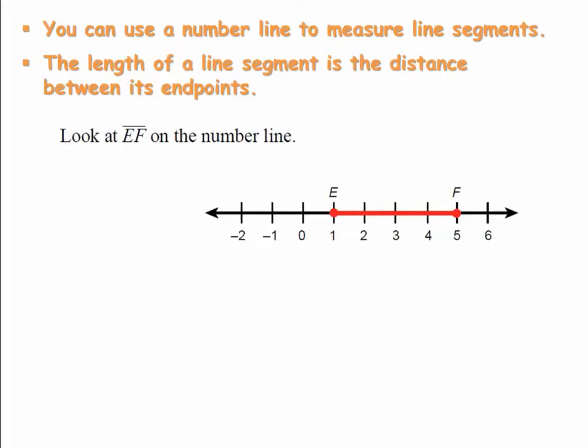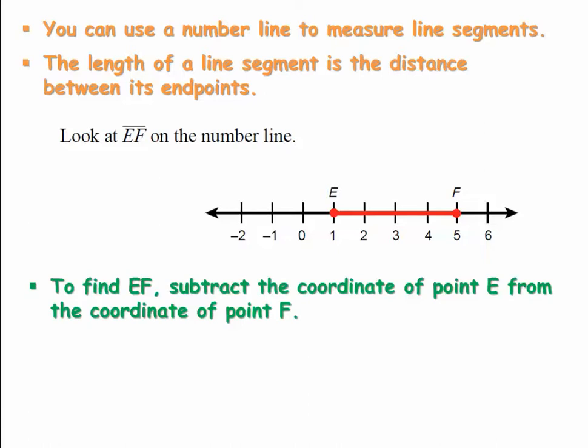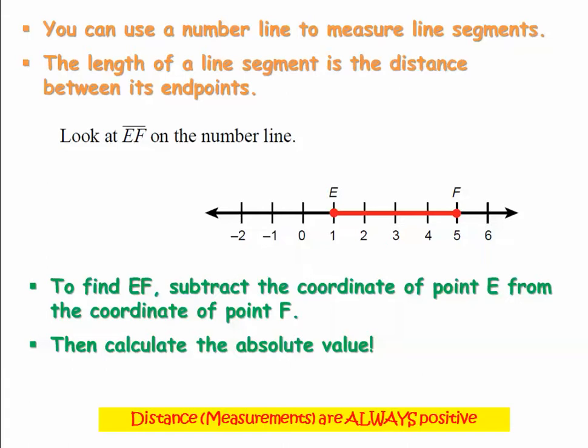So to find segment EF, you subtract the coordinate of point E from the coordinate of point F. Then you calculate its absolute value. And remember that distance measurements are always positive.